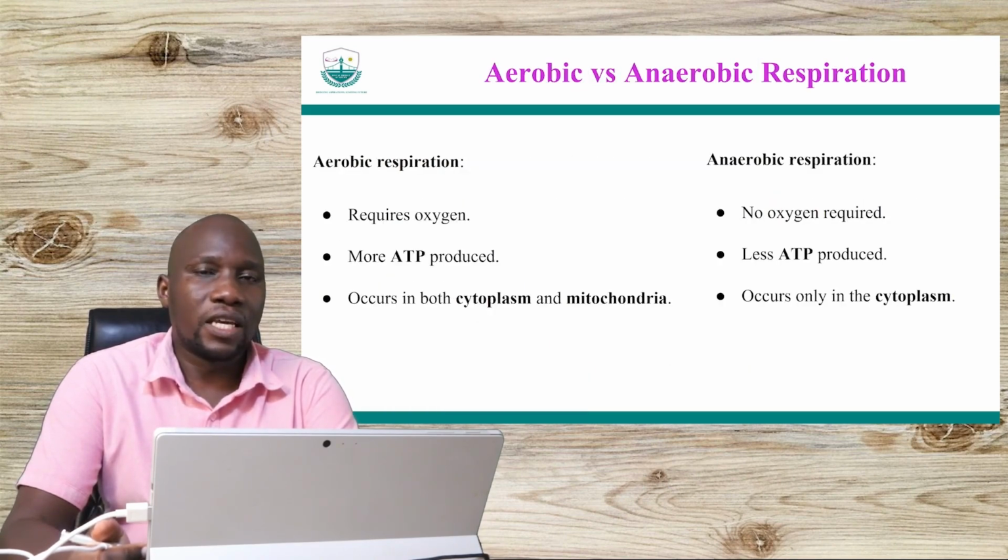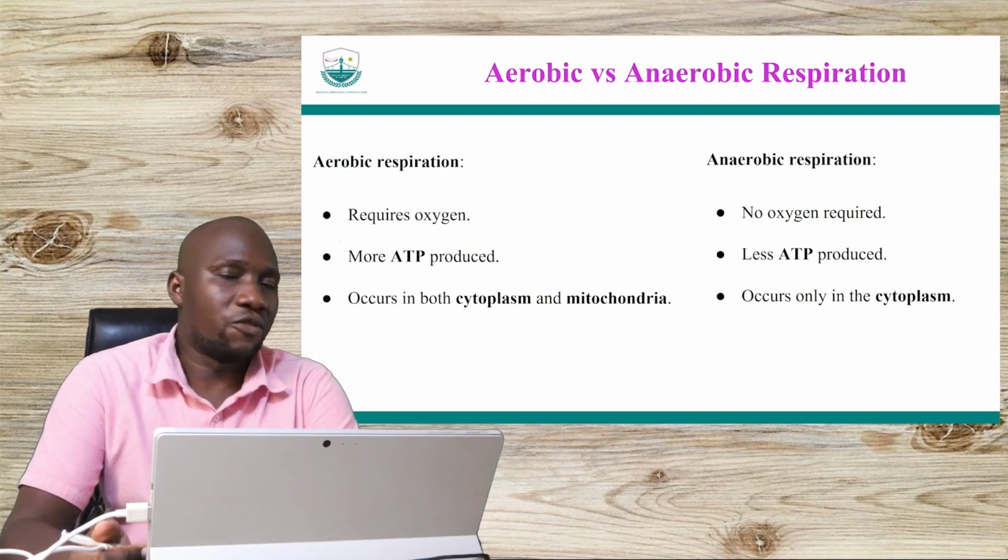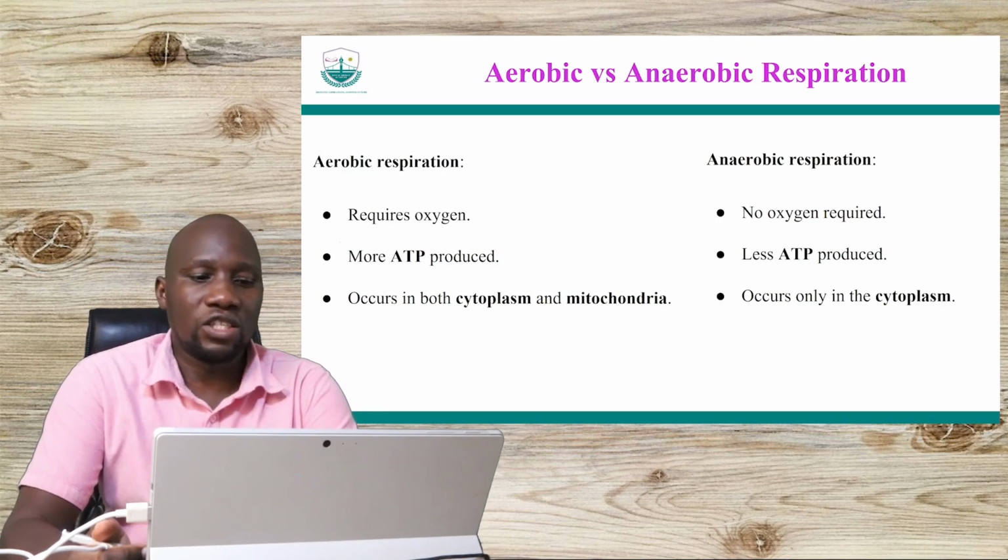So the key differences between aerobic and anaerobic respiration: aerobic, you need oxygen, and anaerobic, you don't need it. You produce more energy when you have oxygen, and you produce less energy when you have no oxygen, so less ATP. And then aerobic definitely starts from the cytosol and then goes into the mitochondria. For anaerobic, it is only in the cytosol, or what we call the cytoplasm.